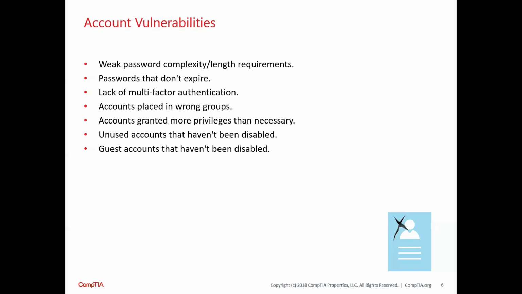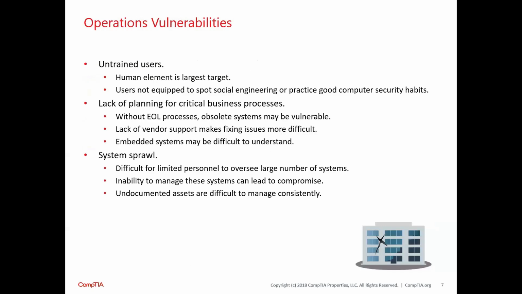So next, another type of vulnerability is operations vulnerabilities, which are normally related to our day-to-day activities or jobs, like untrained users, which is normally related to the human element. If the users are not properly trained, they might make mistakes. They might do something wrong. Users are not equipped to spot social engineering or practice good computer security habits.